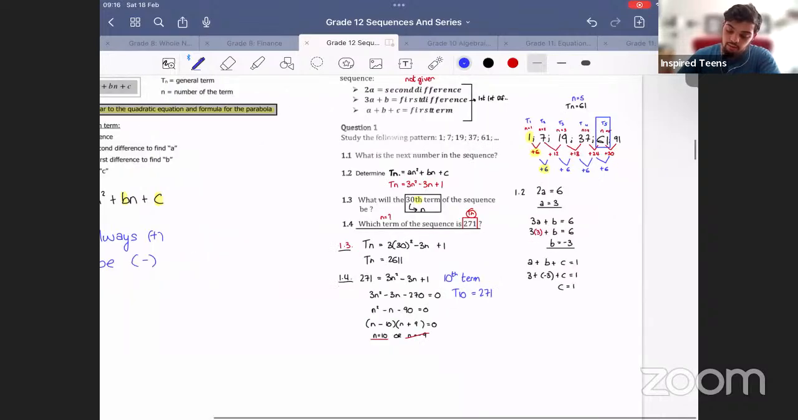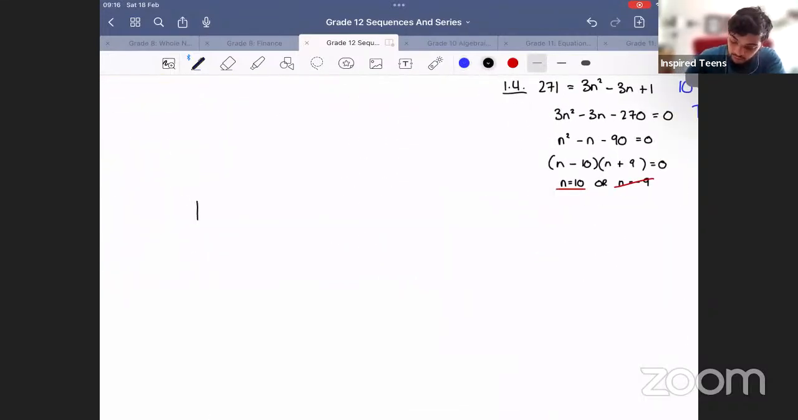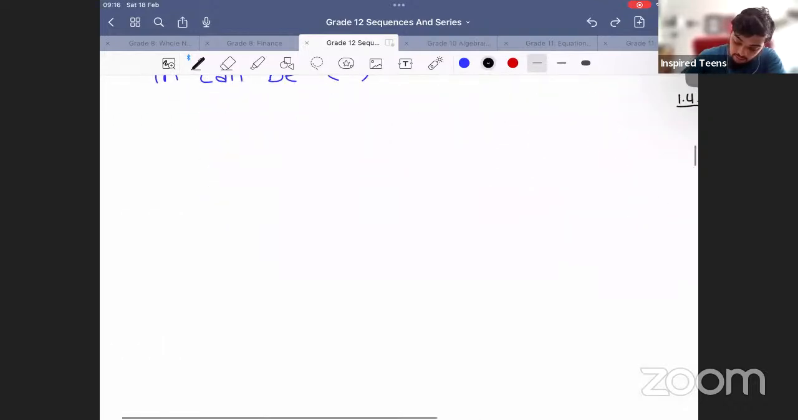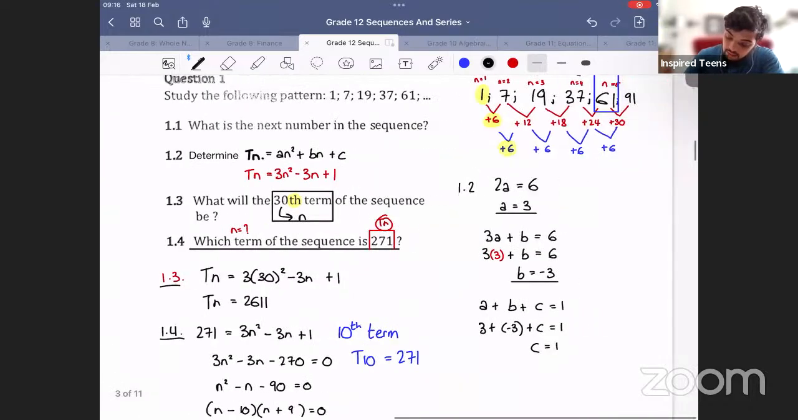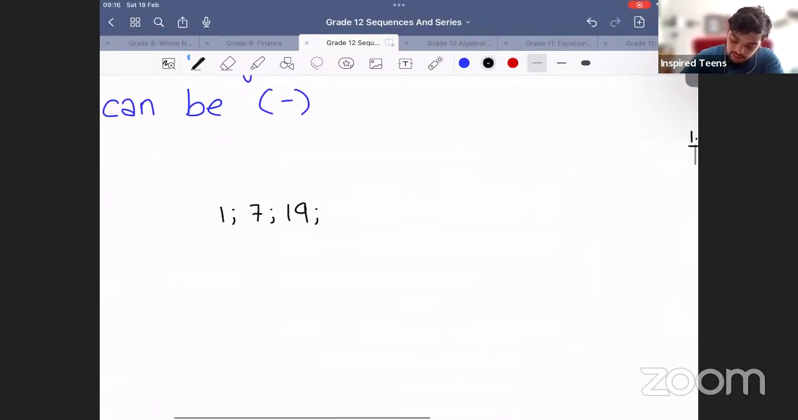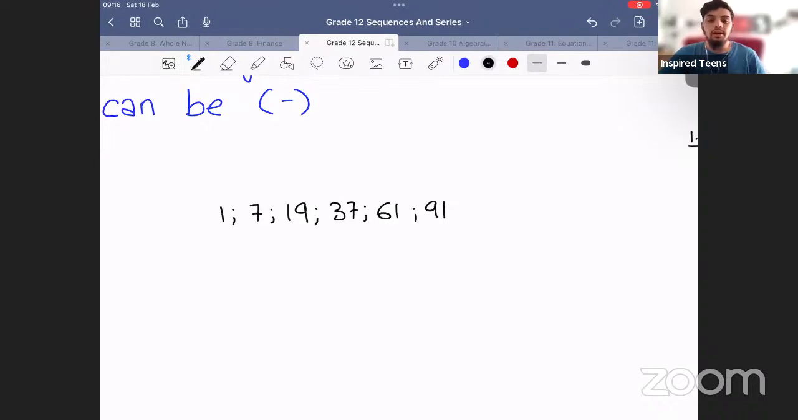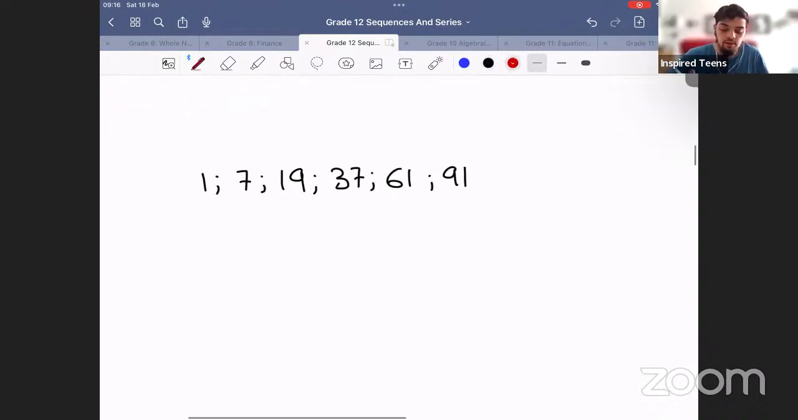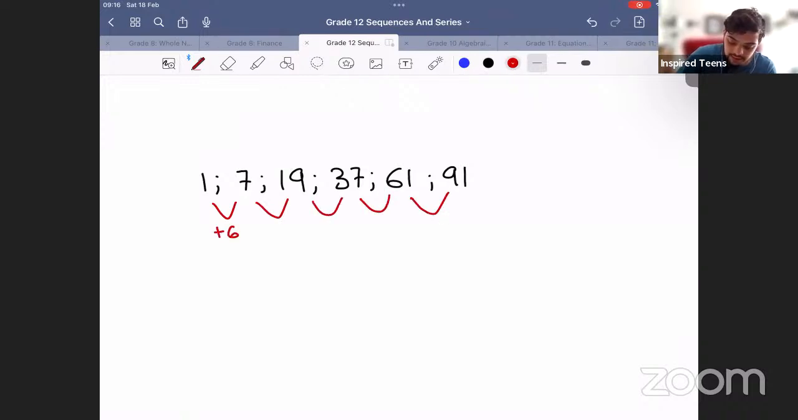Okay, so one thing I want to talk about, okay, I'm going to write this term. I'm going to write this: 1, 7, 19, 37, 61, 91. So one more thing about quadratic that's really important for us to understand. Let's just do this. So remember we said plus 6, plus 12, plus 18, plus 24, and then plus 30. Then we have plus 6, plus 6, plus 6, and so on, right?